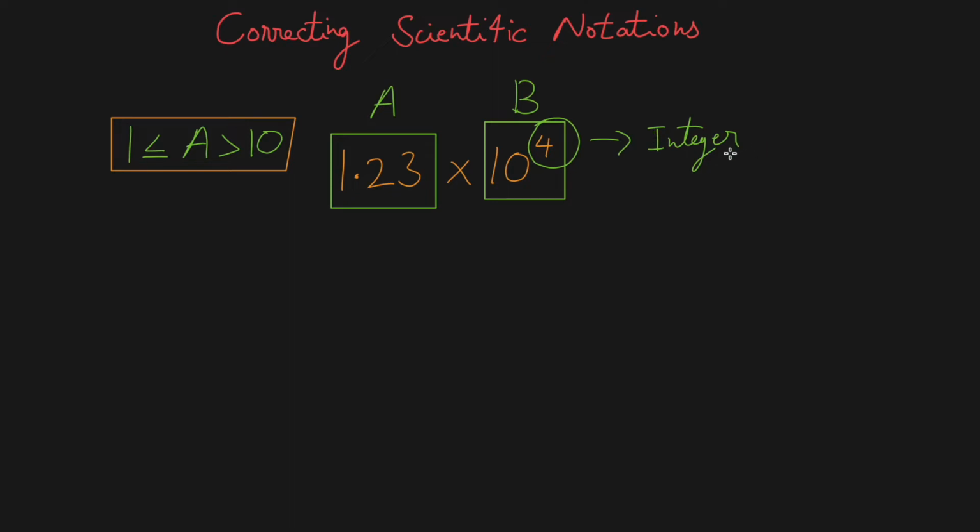It won't be a decimal value, or a fraction, for example like 1 by 2. We can introduce tens power 1 by 2, but it won't be correct for writing scientific notations. So the tens exponent must always be an integer. It shouldn't be in decimal form or fractional form.